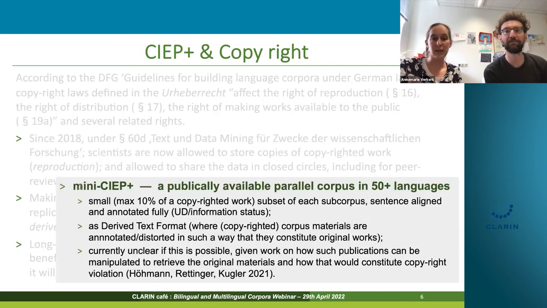So we have been thinking about this a little bit. What we could do, or what we are trying to do, is make a small subset of each subcorpus, right? This would be sentence aligned and annotated fully. And Luigi is going to talk about the type of annotation that we're pursuing. And then it would be in a derived text format, which means that we would annotate or distort the text in such a way that they constitute original works.